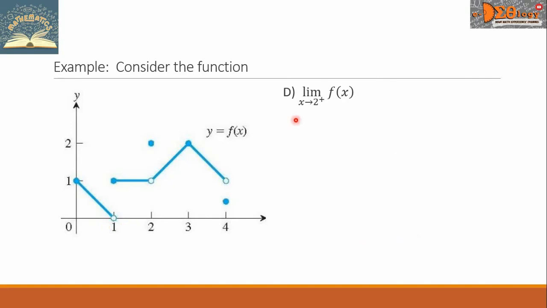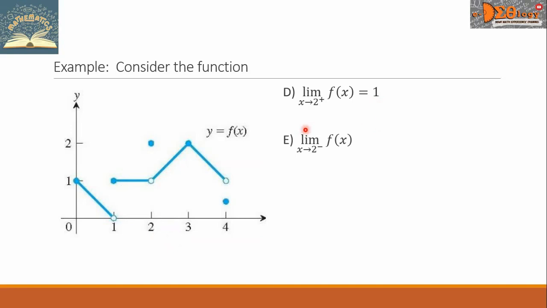Let's have another example. Example D, limit of f of x as x approaches 2 from the right. Let us identify the number 2 in the x-axis, and it's here. The values are coming from the right. We can see that when x approaches 2, the graph is here and it is approaching a value of y which is equal to 1. So we write here 1.